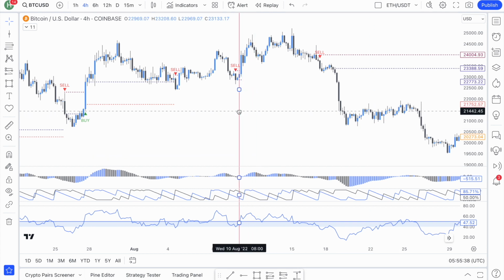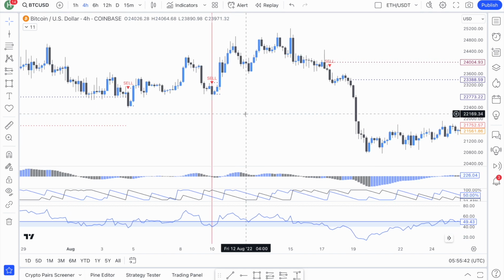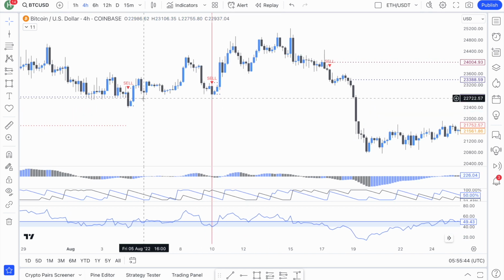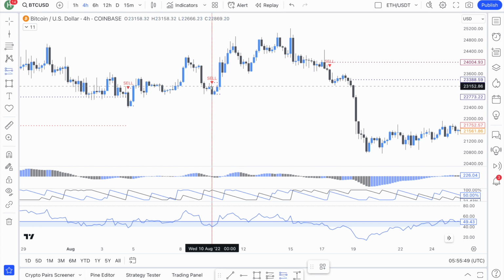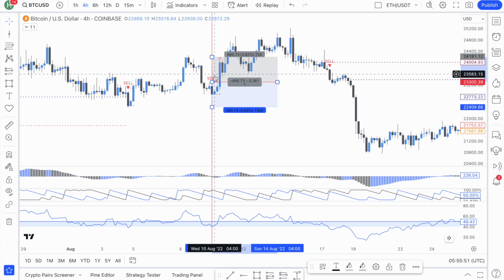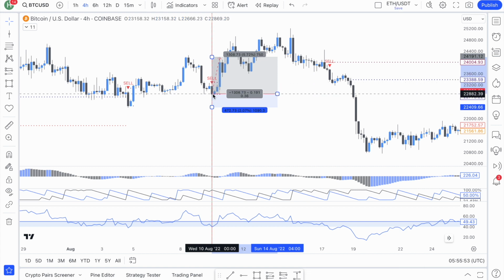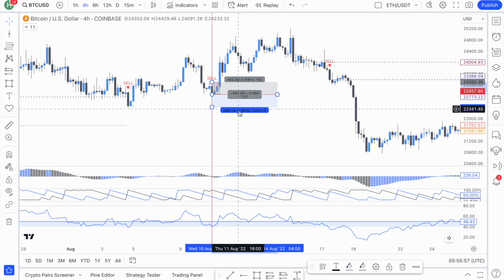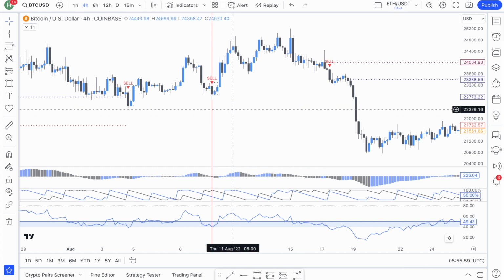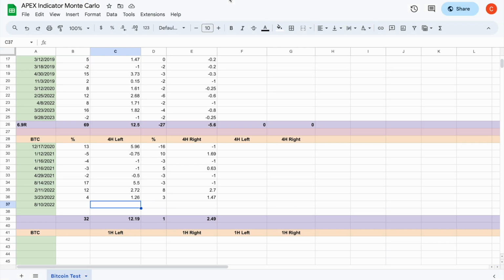All right, 10th. Right there. So we're going to short this one. This would have been stopped out. Oh wait, I'm not doing it right. Right there. So at 2% and -1. So -1, 2%, or no, -2%, sorry.